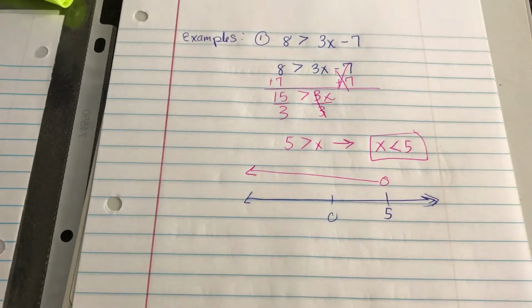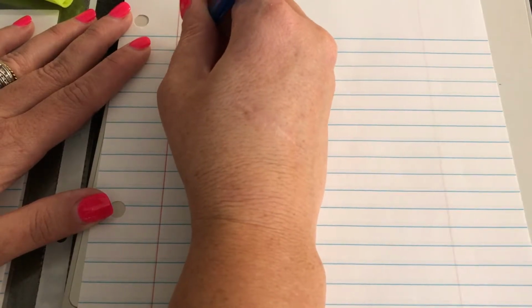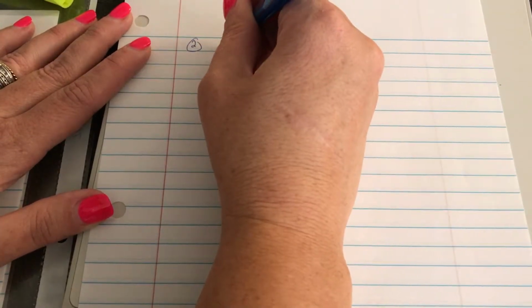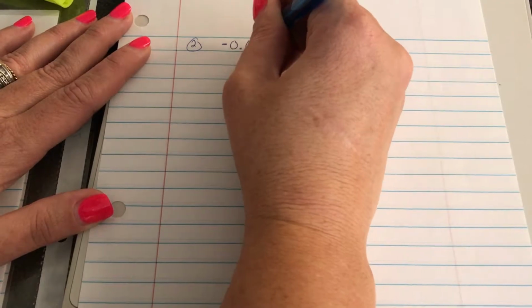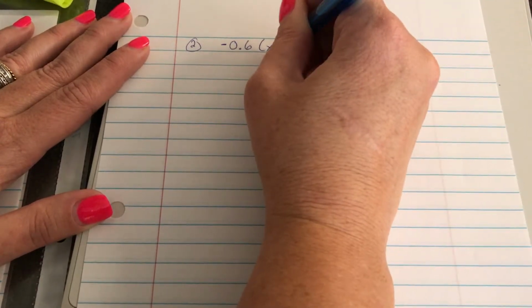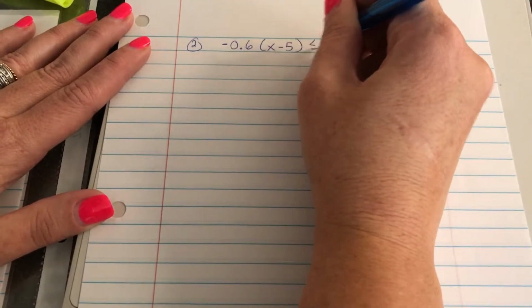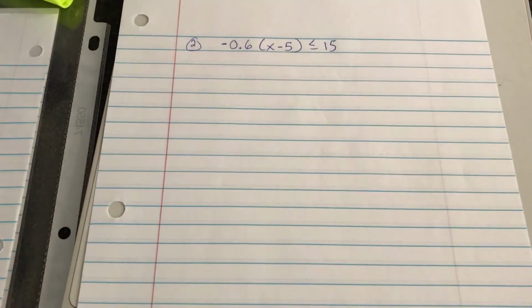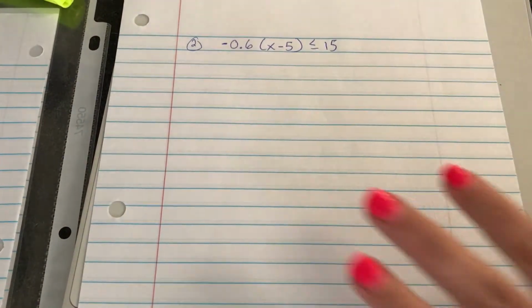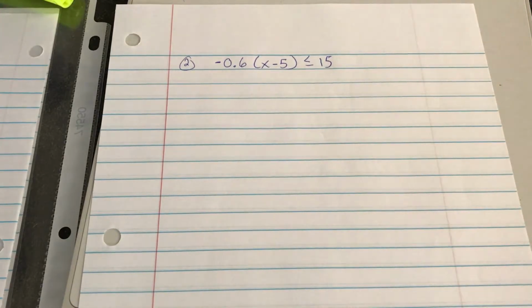Okay. So let's look at number 2. I'm actually going to start number 2 on a new paper so that I can show you all my check step. All right. Number 2, and go ahead and have out your calculators because you're going to need them for a few of these. Negative 0.6 times the quantity x minus 5 is less than or equal to 15. Okay? That's the problem.